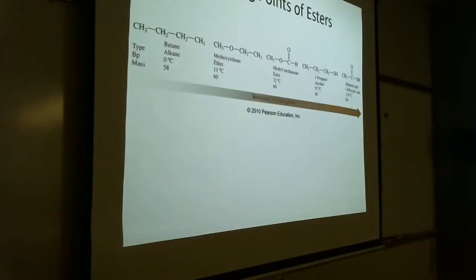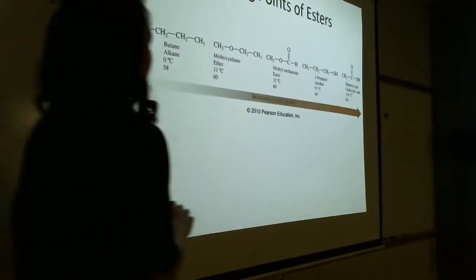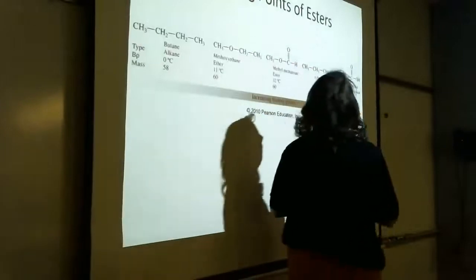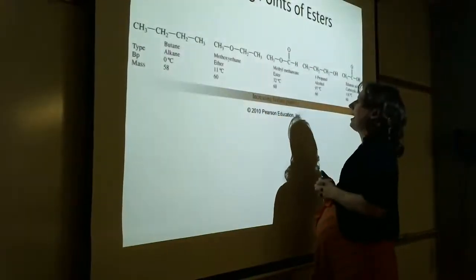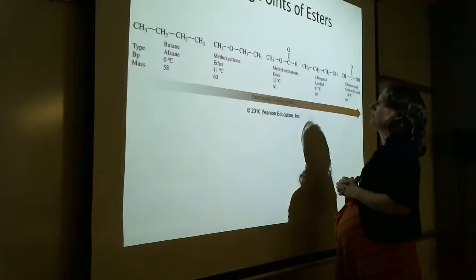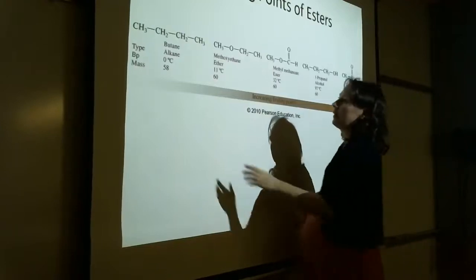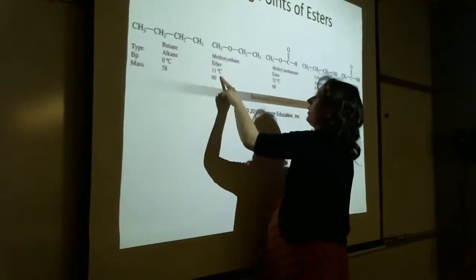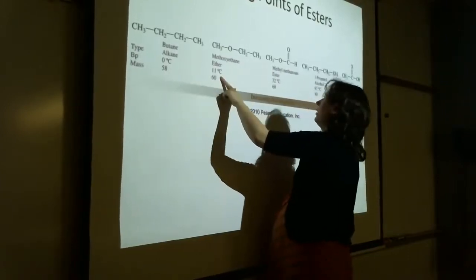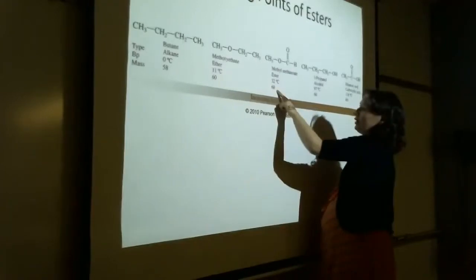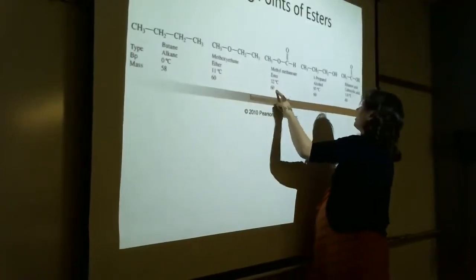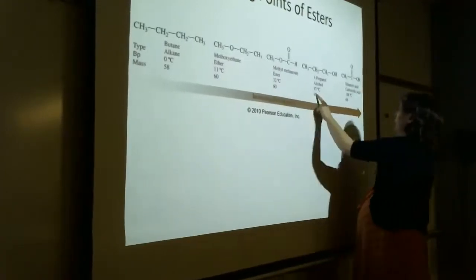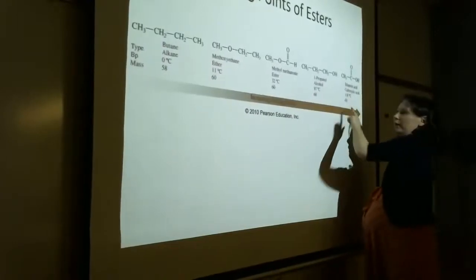So here is a figure from your textbook. I wish it would have put an aldehyde in there just as comparison, but it didn't. Oh well. Right, there's butane. I always pick on poor butane. There's the ether analog. There's the ester analog. Right? There's the alcohol analog, and then there's the carboxyl analog. Right?